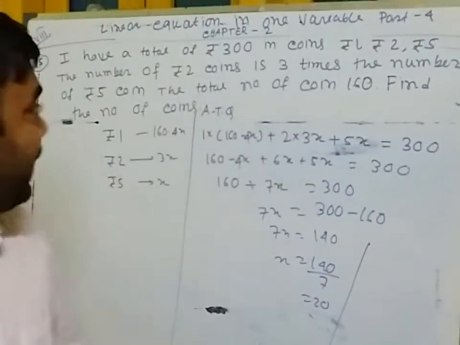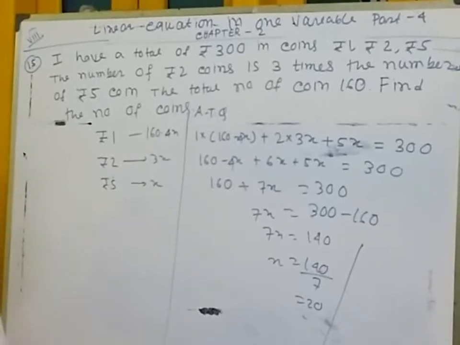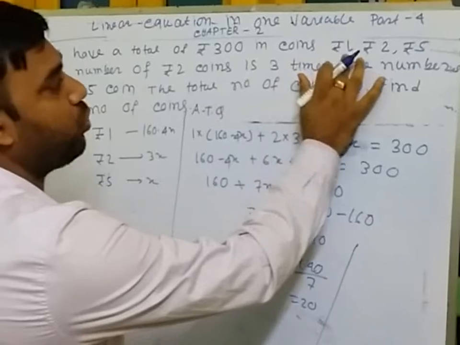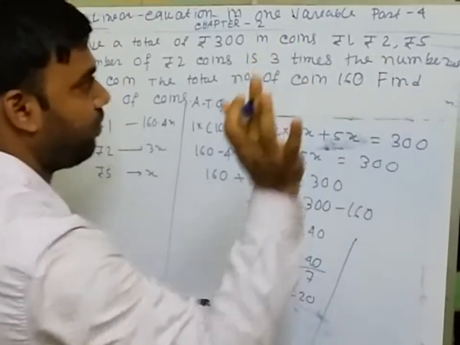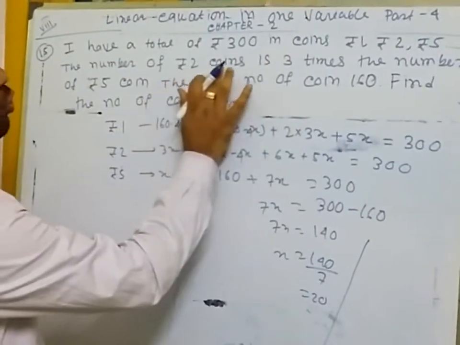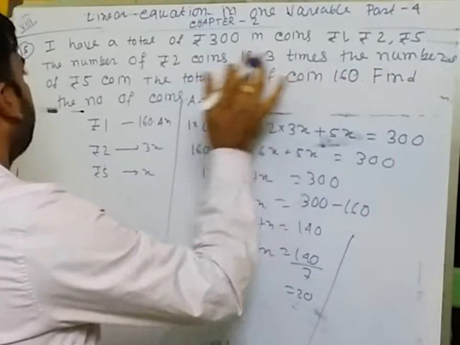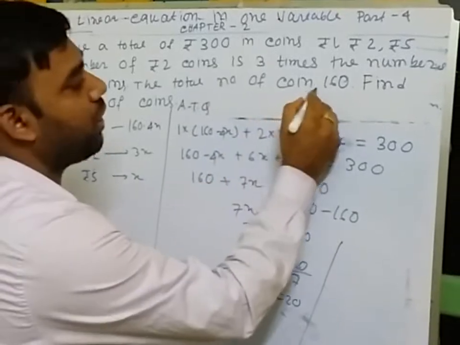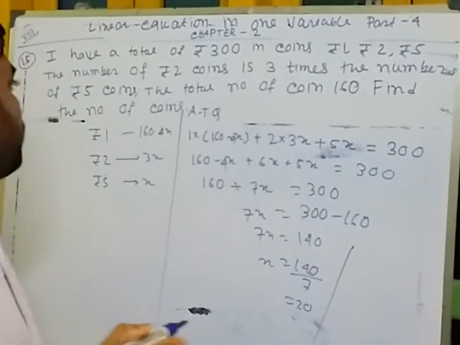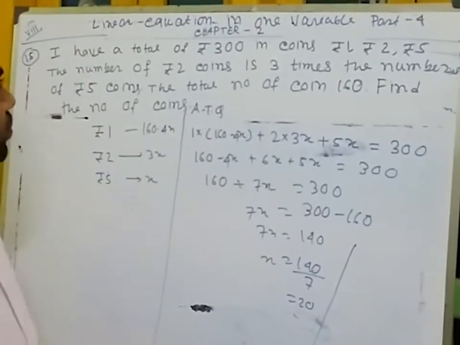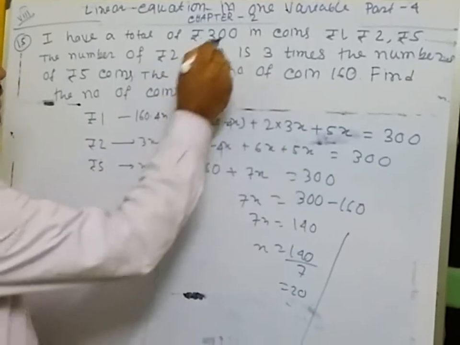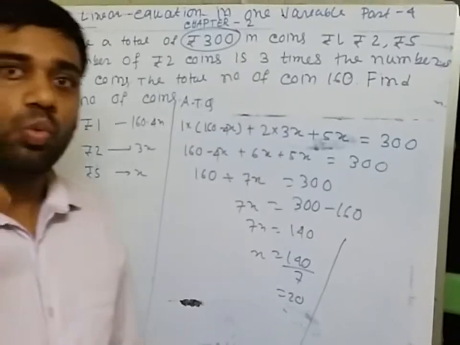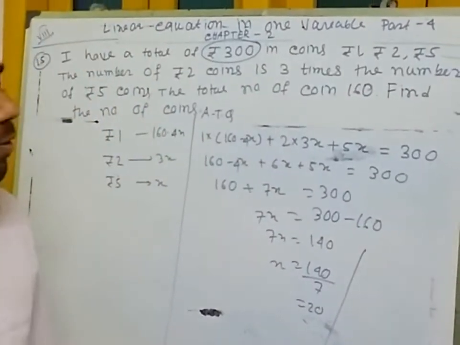Okay, in the next sum, that is sum number 15, I have a total of rupees 300 in coins of rupees 1, rupees 2 and rupees 5. The number of rupees 2 coins is 3 times the number of rupees 5 coins. The total number of coins is 160. Find the number of coins of each kind. So the total money is rupees 300 and these 300 consist of 1 rupee coins, 2 rupee coins and 5 rupee coins.